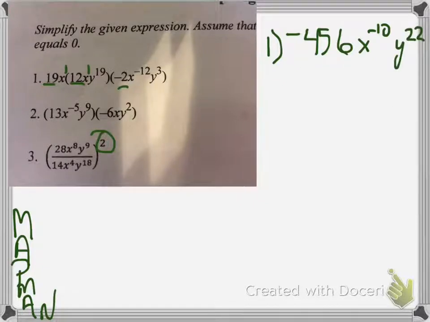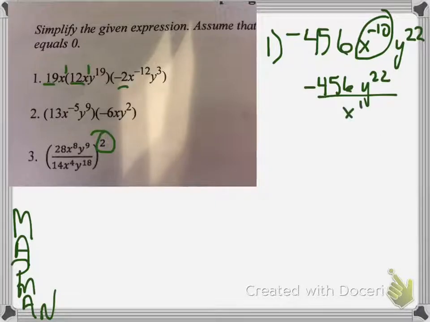Now, to finish this out, when you have a negative exponent, it needs to go to the bottom. All of these would be multiple choice, so this should hopefully make that easier. So that would be your answer for number 1: negative 456 y to the 22nd over x to the 10th. Notice how that became positive.